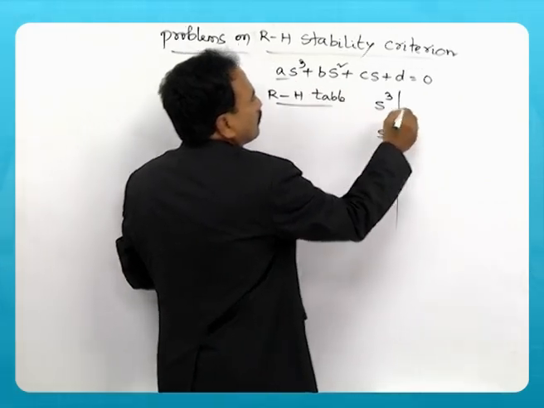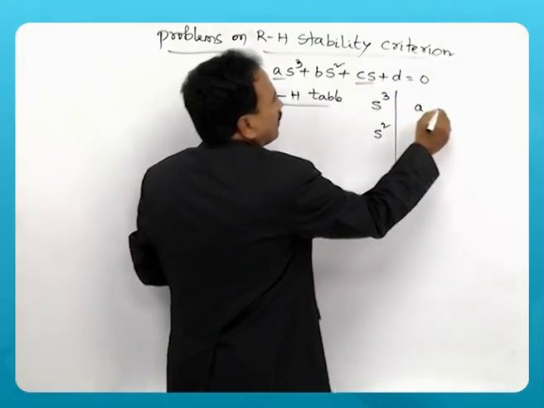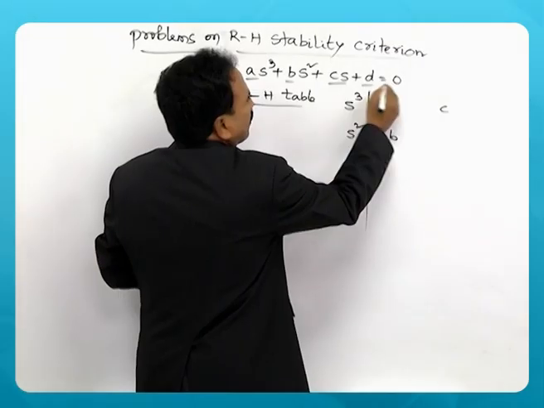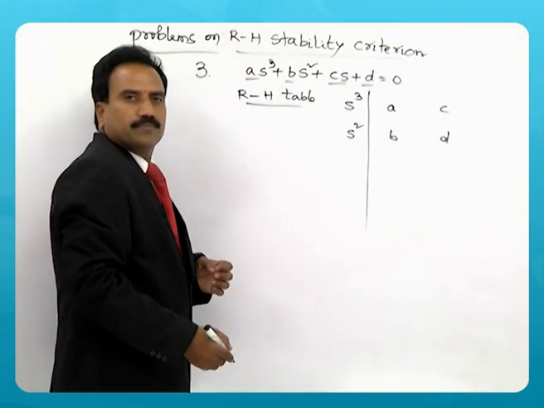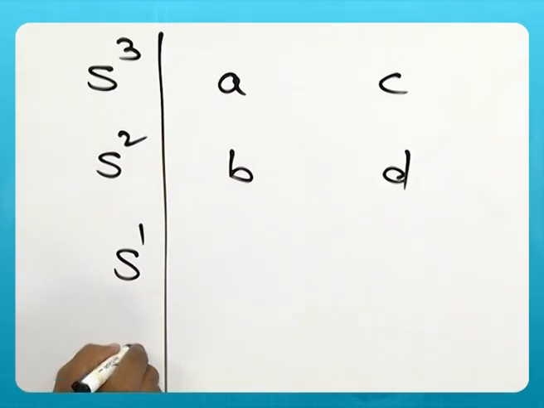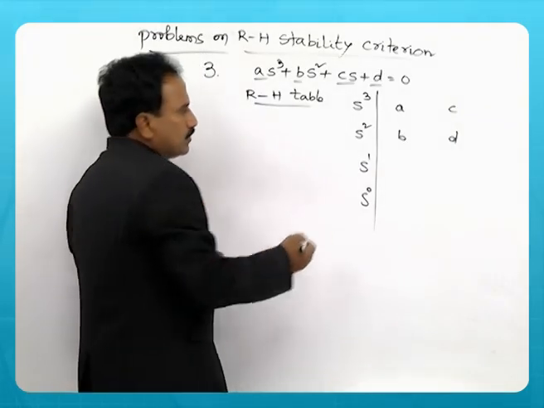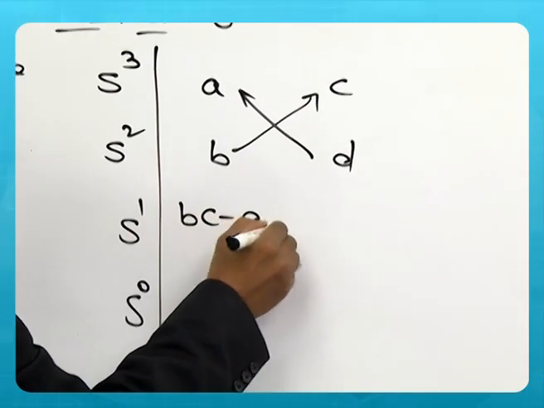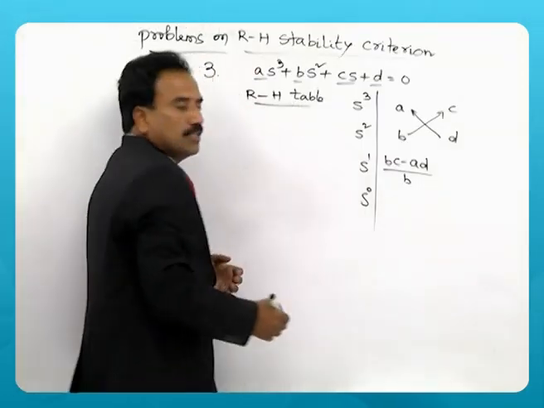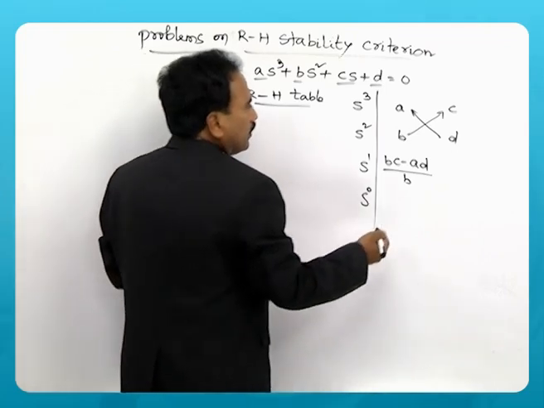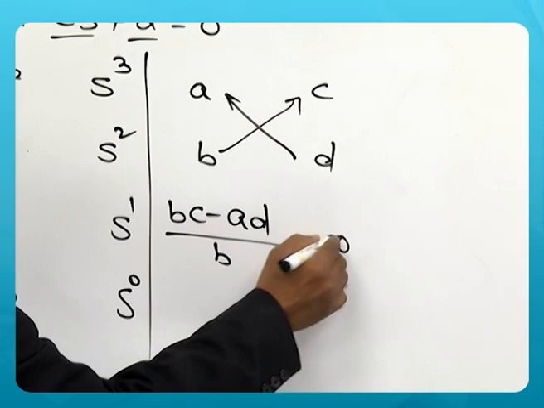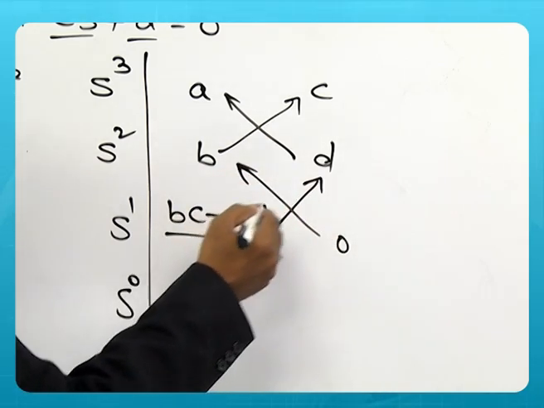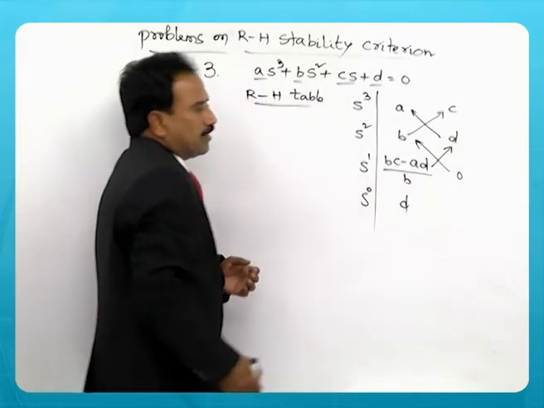The coefficients of s power 3 is a, alternate term c, and for s square the coefficient is b and the constant is d. So the s power 1 and s power 0 are the remaining rows. So this is bc minus ad by b is the element in the s power 1 row, and here s power 0 is product of these two minus product of this by this component. So this d will simply come here.